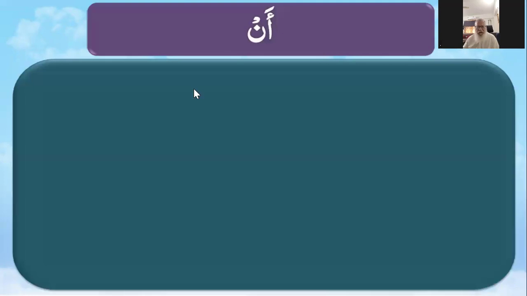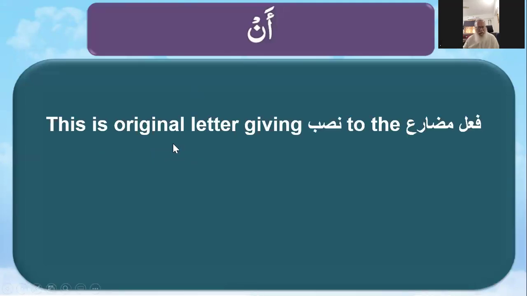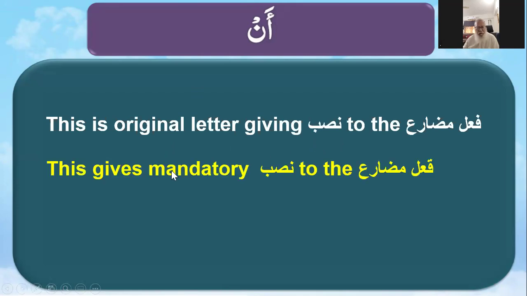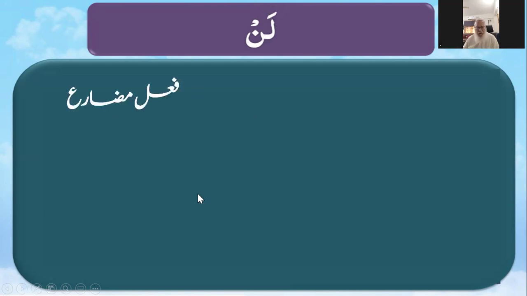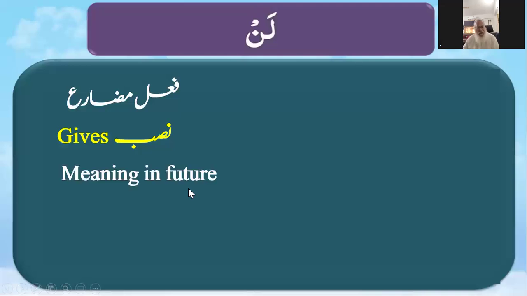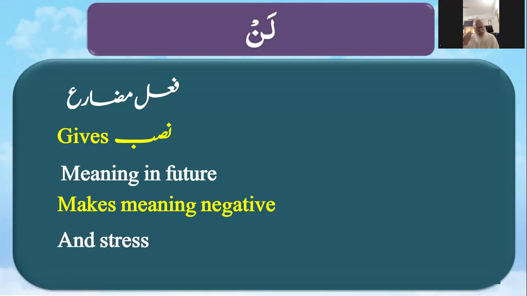Now, what is the rule for it? This is an original letter giving nasb to the fi'l mudari'. Lan also gives a fatha. Fi'l mudari' takes the nasb, but it takes the meaning to the future, and makes the meaning negative and strong, putting stress. So these are the changes of lan. It changes the word from dhamma to fatha. It takes the meaning to the future in negation and it will be strong.